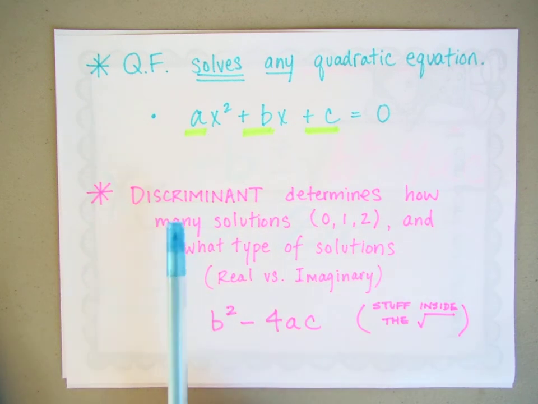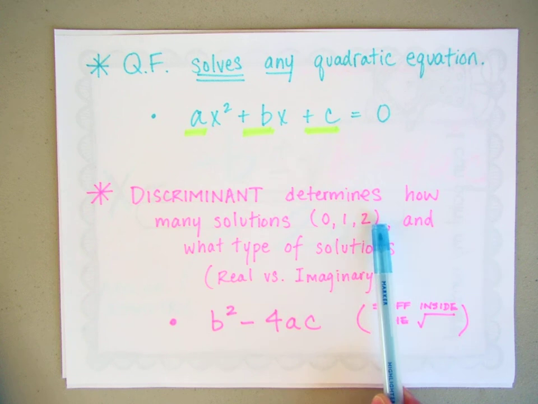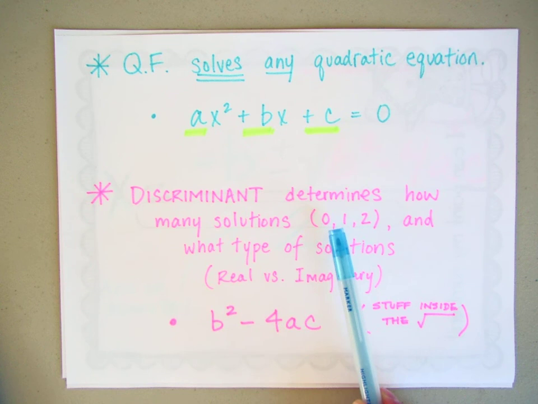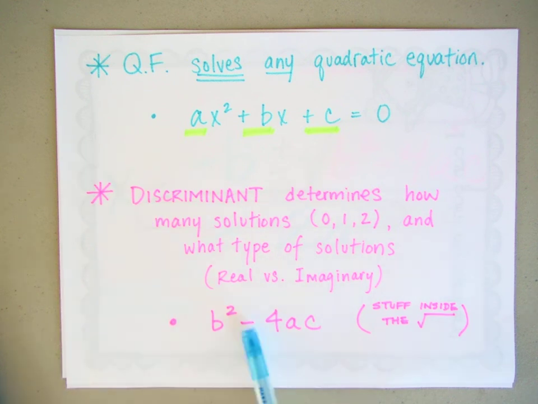If your class discusses the discriminant, its purpose is to determine how many solutions you have, 0, 1, or 2 solutions, even though, keep in mind, all quadratics technically have 2 solutions. It's just that we might define them in a different way. And of course, it determines what type of solutions they are. You might have real solutions or you might have imaginary ones. The discriminant is just describing the value b squared minus 4ac, the stuff that's inside the square root.